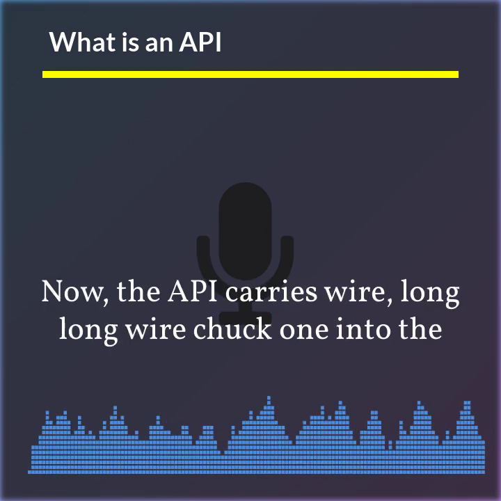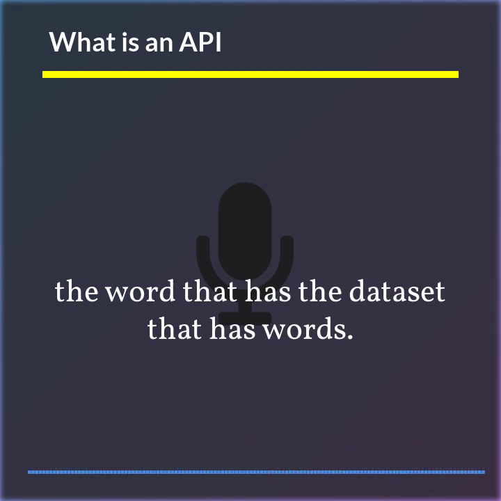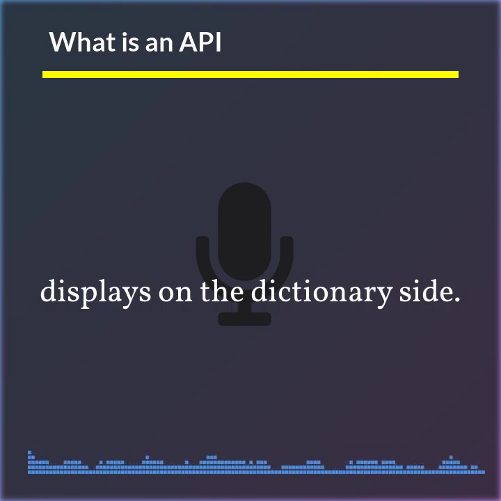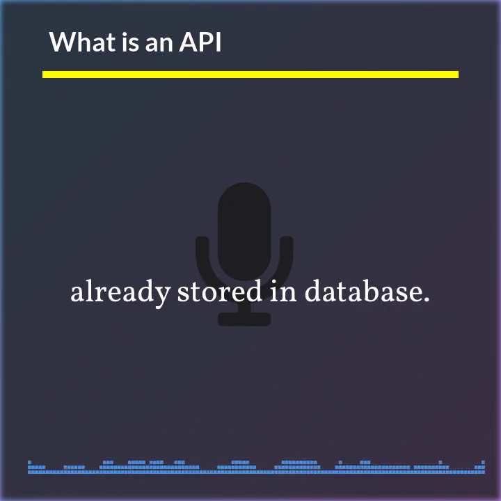Now the API carries a wire, a longer wire. You plug one end into the word, that means the data set that has words. You plug one wire inside. Then that same wire, you plug it into the part where the word displays on the dictionary side. So when you search a word, you see the word. That word is already stored in the database. It shows you that word.